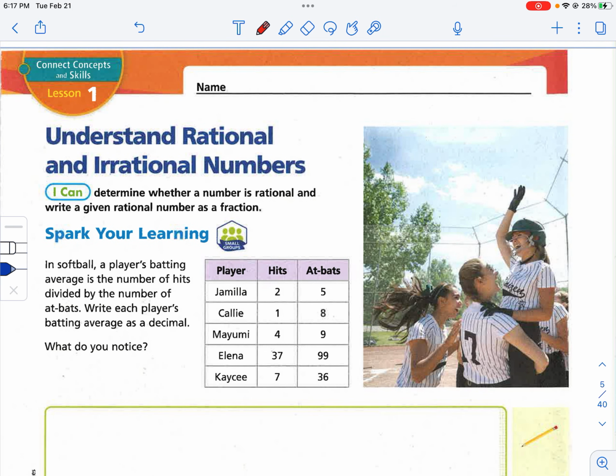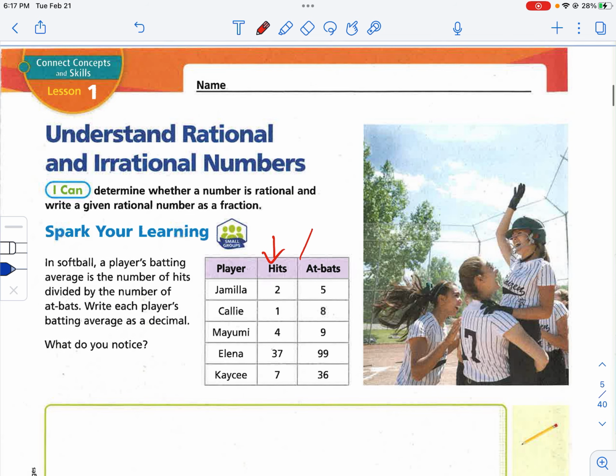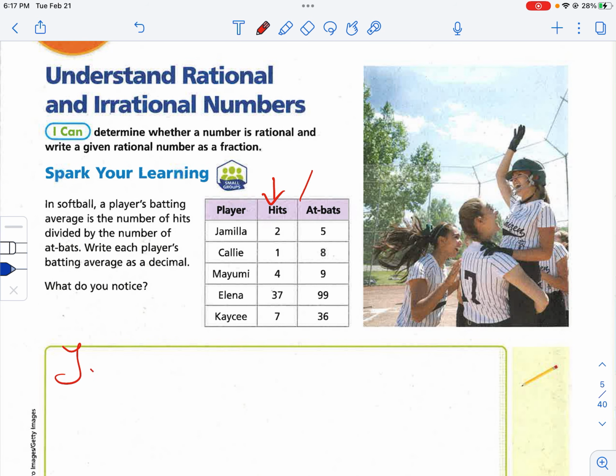We are on page 337, and it says, in softball, a player's batting average is the number of hits divided by the number of at-bats. So hits, divided by the number of at-bats. Okay, so if we're talking about Jamila, we're talking about 2 out of 5. If we're talking about Callie, we are talking about 1 out of 8.